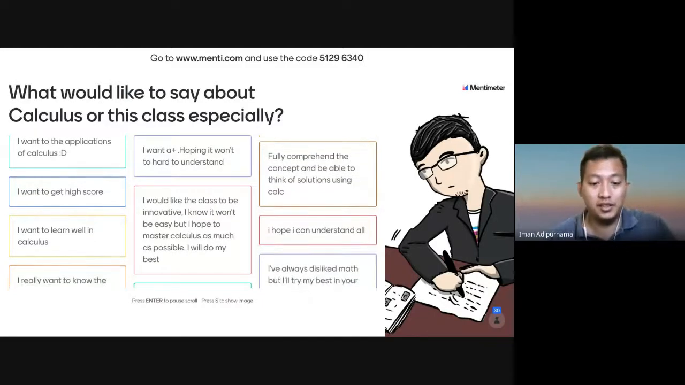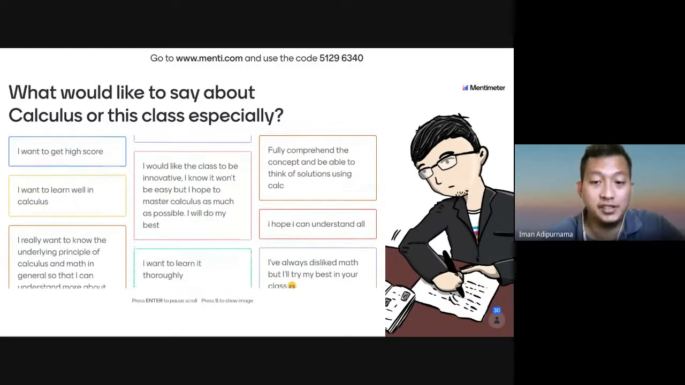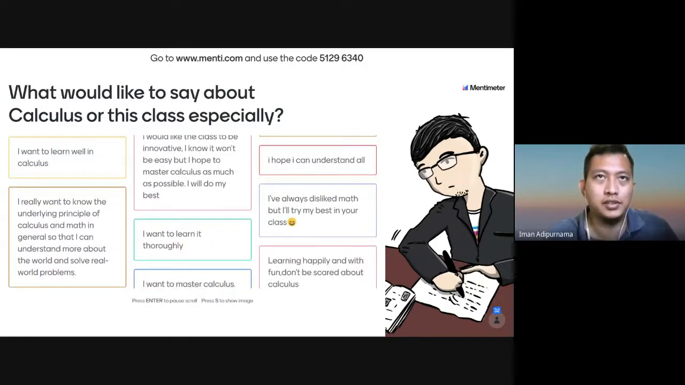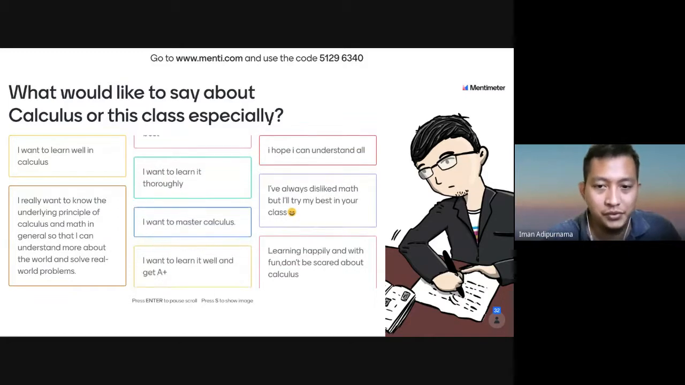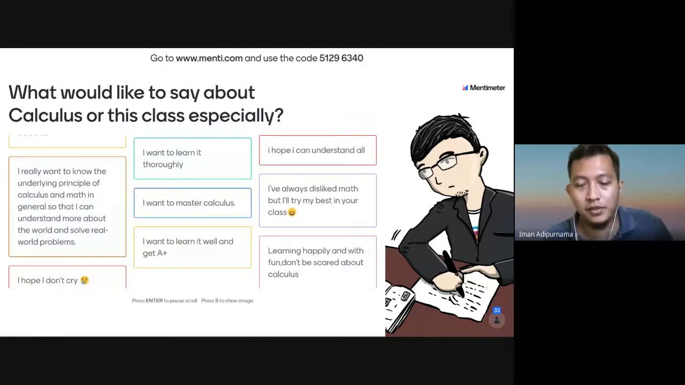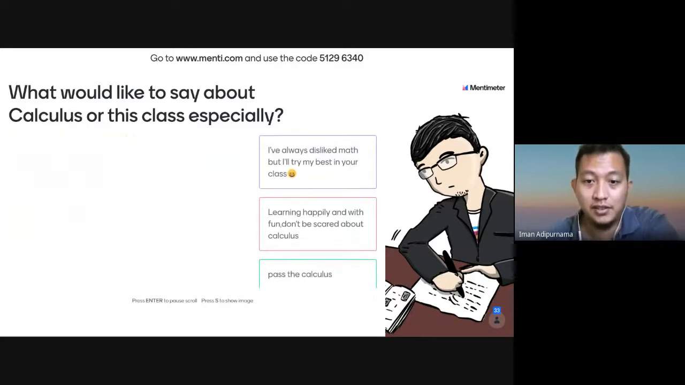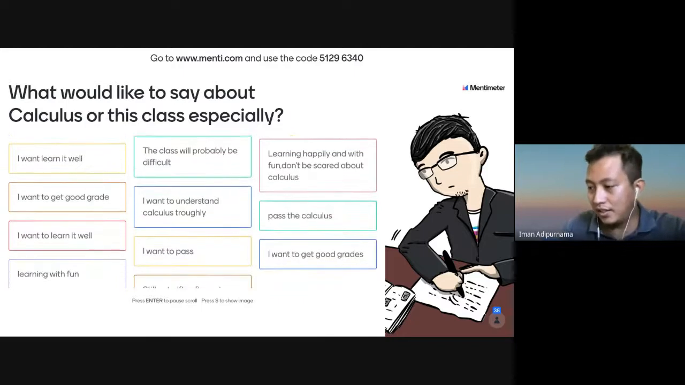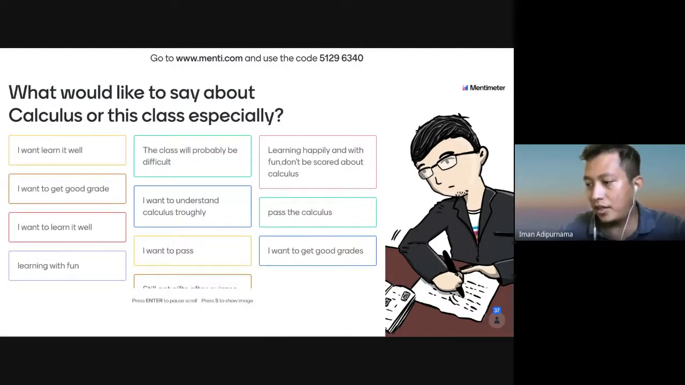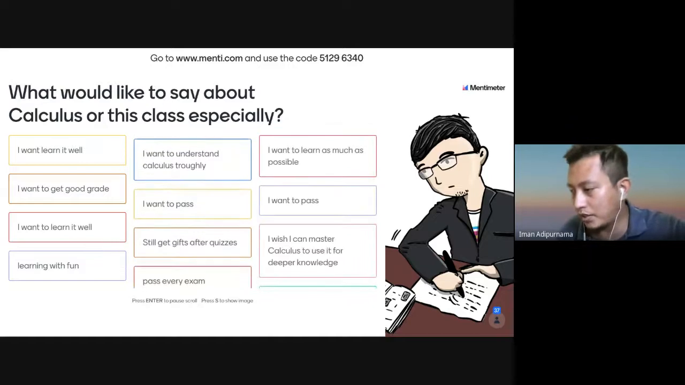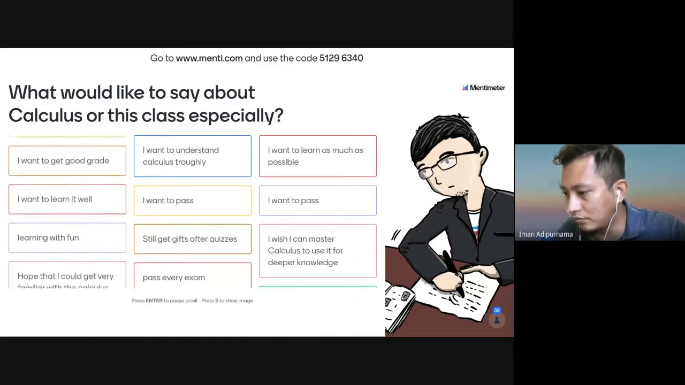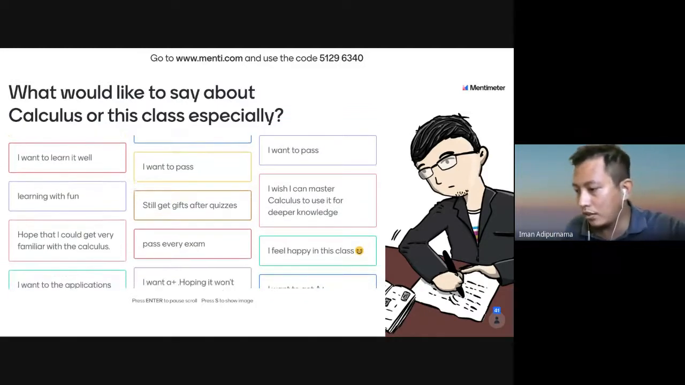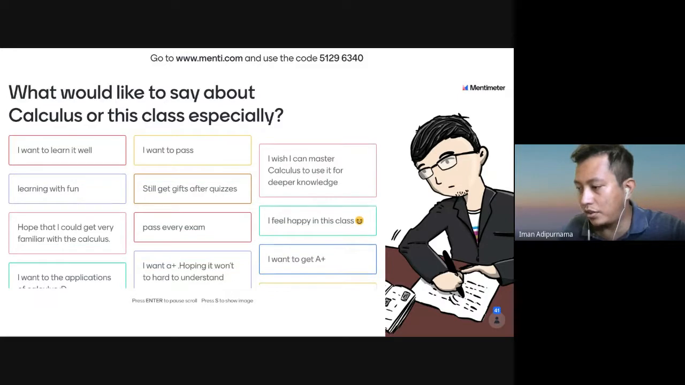The next quiz will have a little bit of calculations, and again, it will be a countdown, maybe around 30 seconds or maybe 40, 50 seconds. Okay, the one who is correct and fast will get some gift from me. Okay, I will prepare the gift. Okay, to get good grades, learning with fun, right? Still get gifts after quiz, pass every exam. Although I could get very familiar with calculus. Okay, pass every exam. I want A plus, hoping it won't be hard to understand.